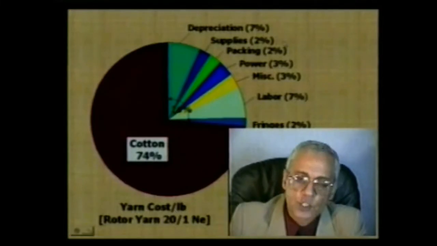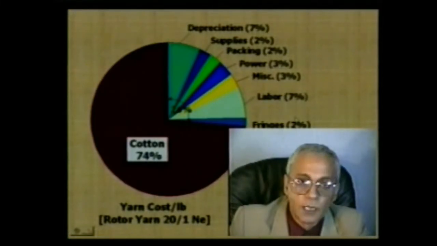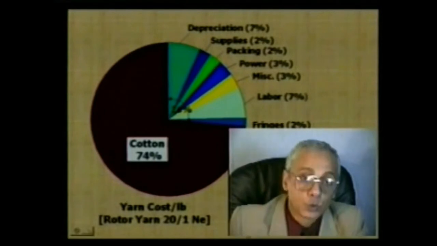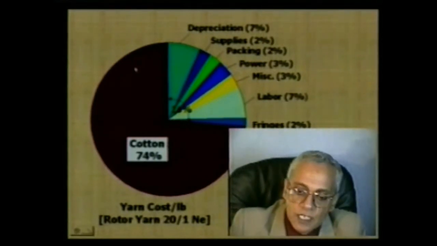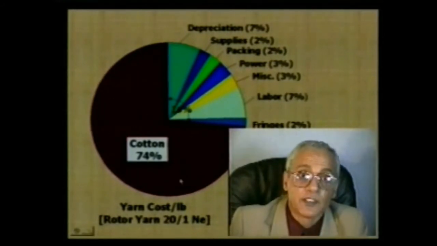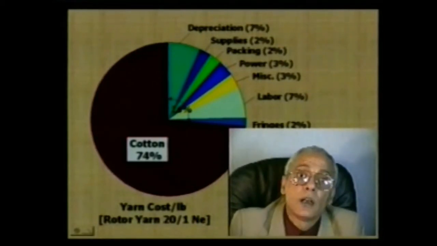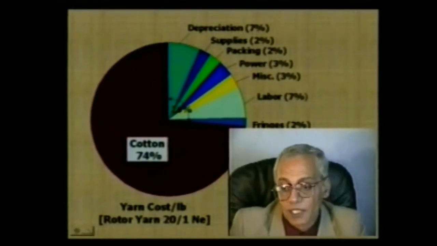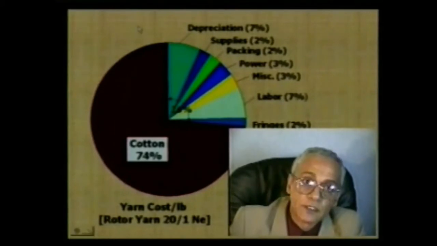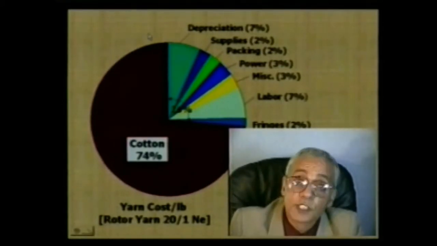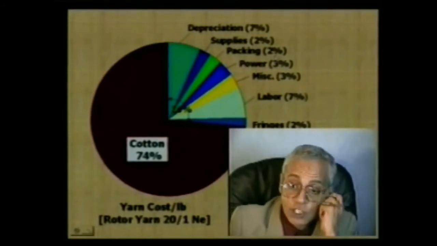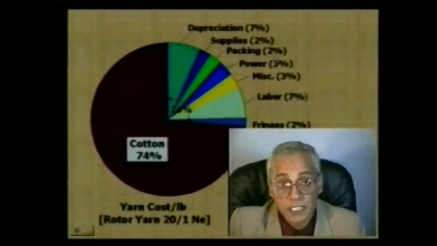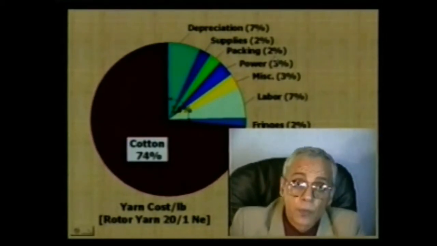This is a simple pie chart that we did in a textile mill producing a rotor yarn of English count 20. And as you can see here, the cotton cost contribution was as high as 74% of the overall cost of the yarn manufacturing. The other 26% was distributed over other sources of cost, such as depreciation, supplies, packing, power, miscellaneous, labor, fringes, and so on.